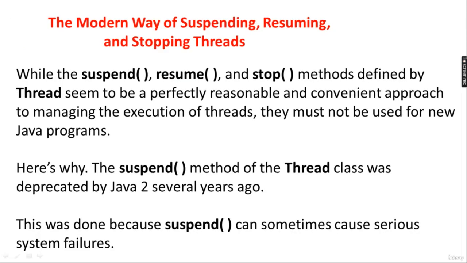Modern way of suspending, resuming and stopping threads. While suspend, resume and stop defined by the Thread class seem to be a perfectly reasonable and convenient approach to manage the execution of threads, they must not be used for new Java programs. Why? The suspend method of the Thread class was deprecated by Java several years ago. So nowadays we may be operating on newer Java versions, and this was done because suspend can sometimes cause serious system failures. Why?